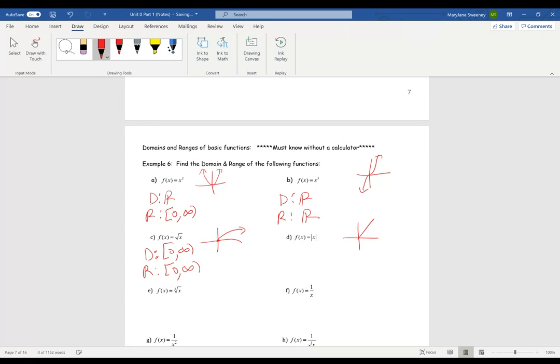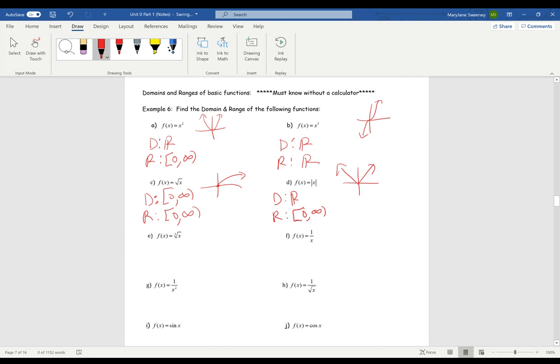Absolute value is your V looking shape. Domain, all reals. Range, hard bracket 0 to infinity. Cubic root, that's the one that kind of looks like a stretched out S. So domain is all reals, so is the range.